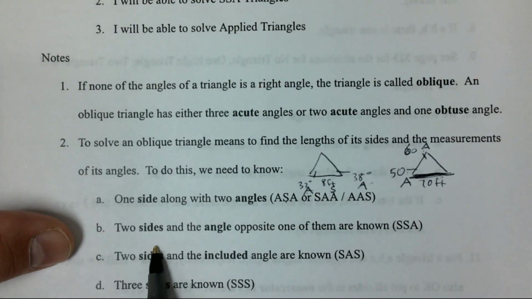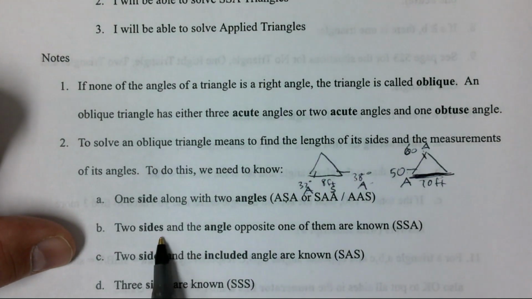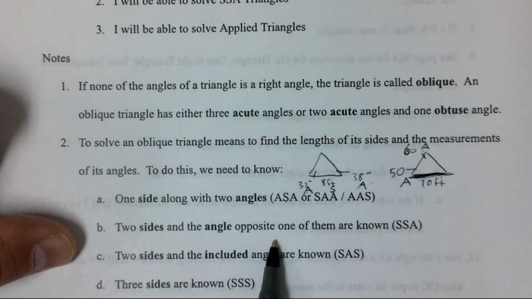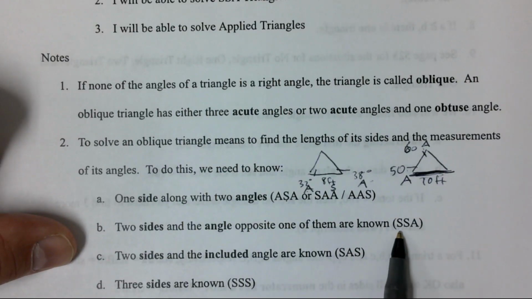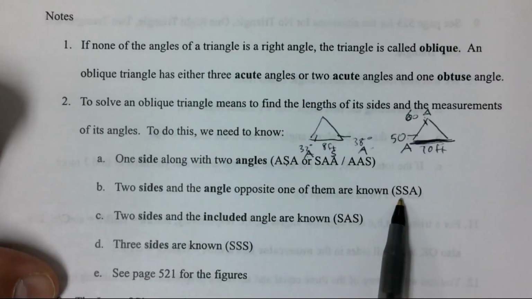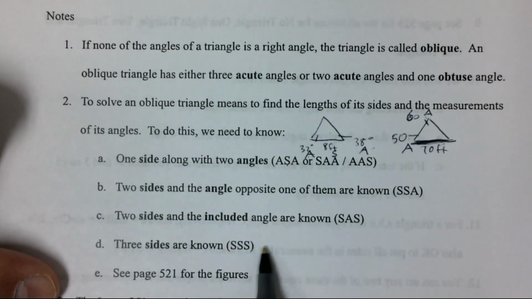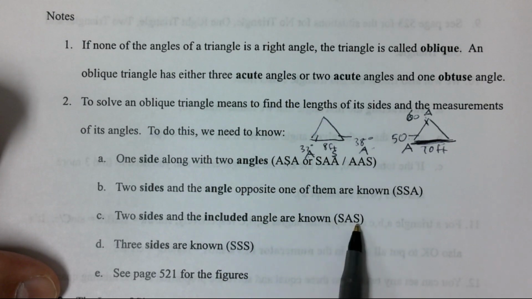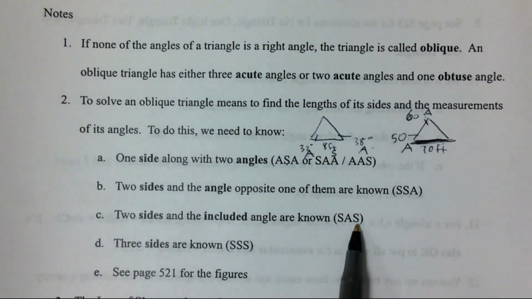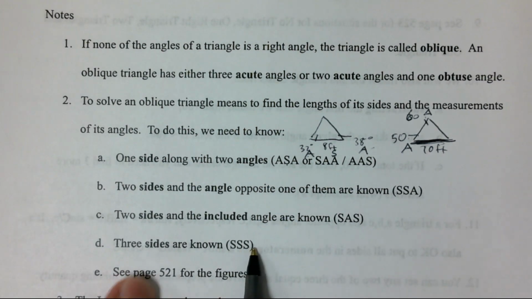There's another type of problem, which is two sides and the angle opposite one of them are known, which is SSA, and then two sides and the included angle, which means the angle in between, are known. That's when it's side angle side. Now, some of this may remind you of geometry a little bit. And then there's also side, side, side.